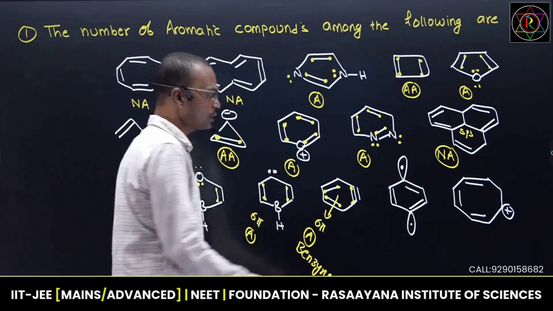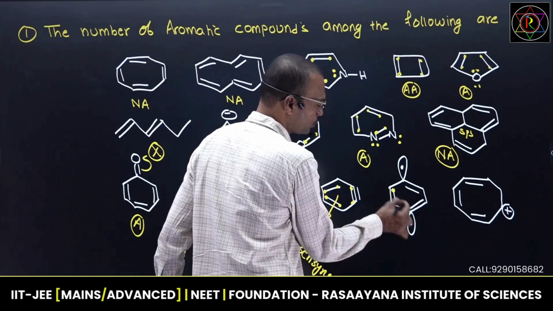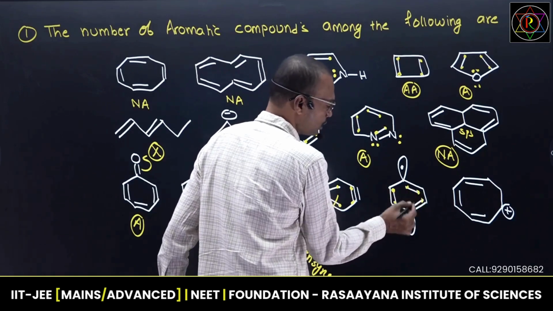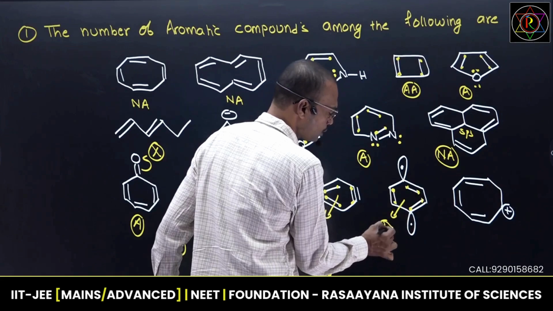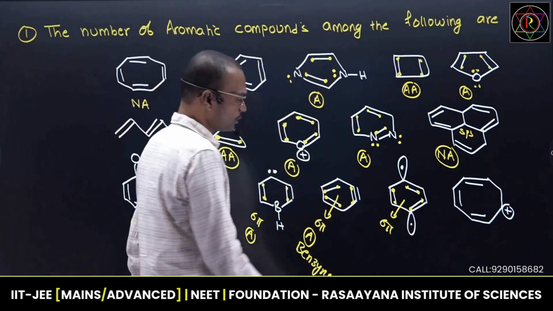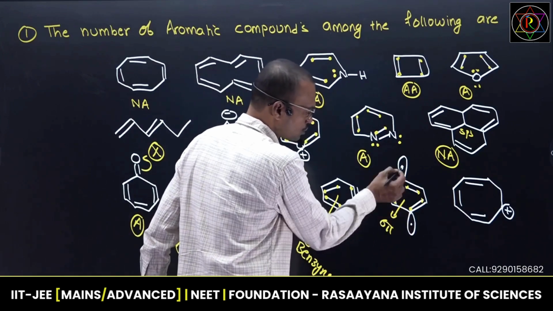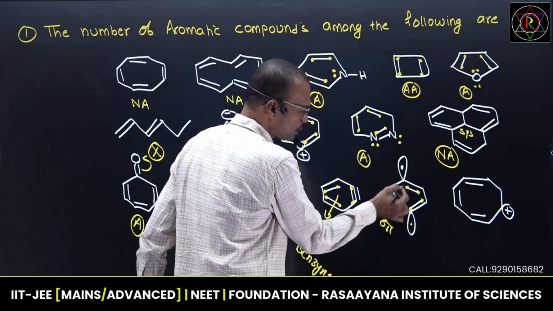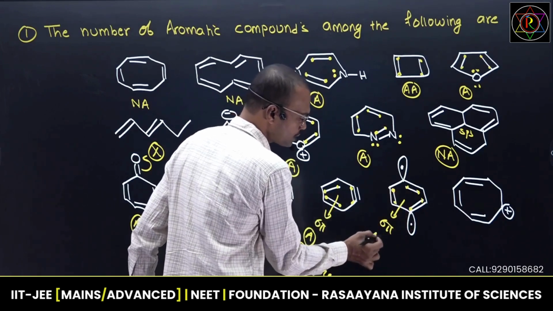Okay. Later on see, this skeleton having 1, 2, 3, 4, 5, 6. Total 6 pi electrons are delocalizing. The 2 radicals are quite opposite in direction. They are not involved in delocalization, these 2. So these 2 are not involved in delocalization. Only 6 pi electrons are delocalizing. I can say it is aromatic.